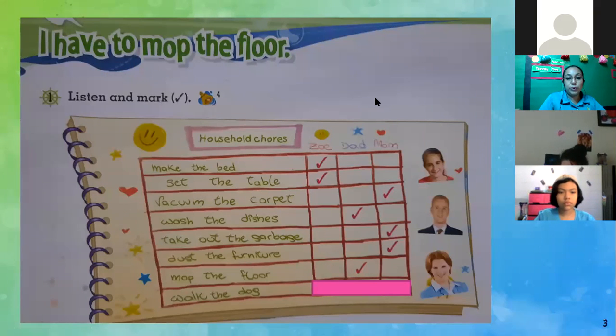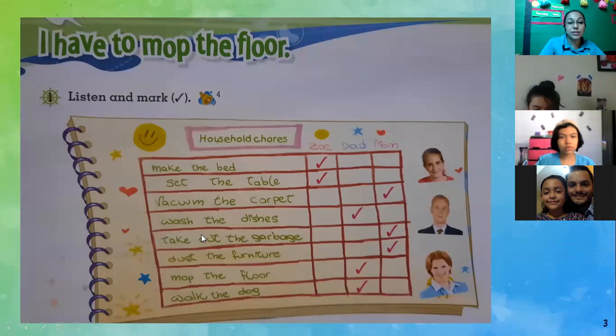Okay, let me see. Dad has to walk the dog. Remember the dialogue, at the end it says that dad has to walk the dog too. So that's me: make the bed and set the table. Dad has to wash the dishes, mop the floor, and walk the dog. And mom has to vacuum the carpet, take out the garbage, and dust the furniture. Okay, excellent. Good job.